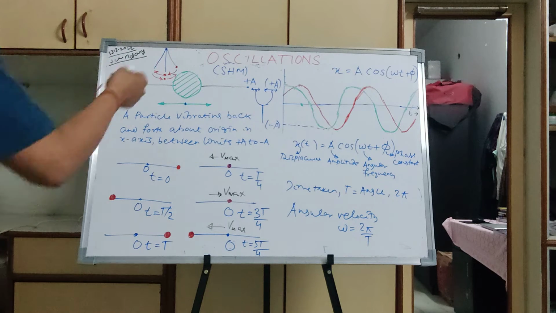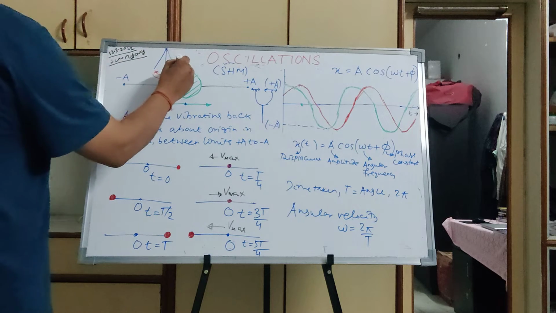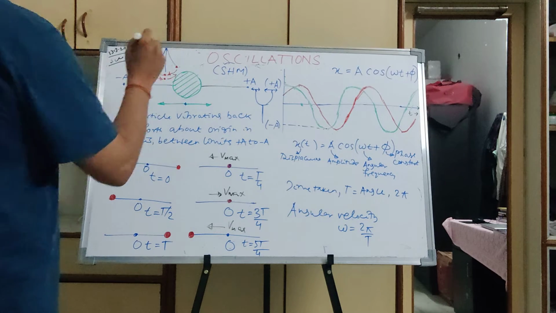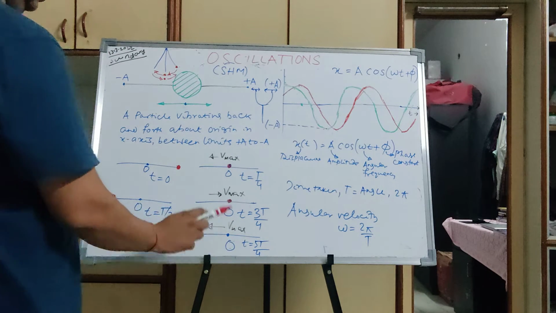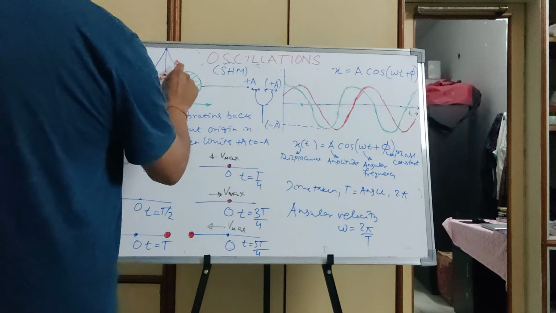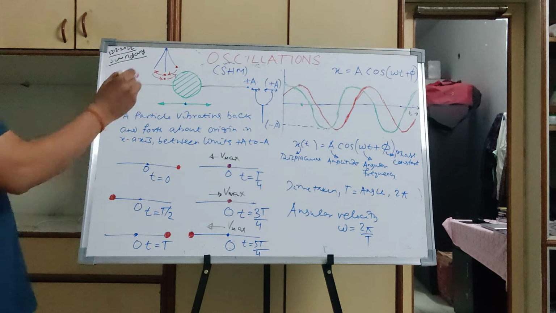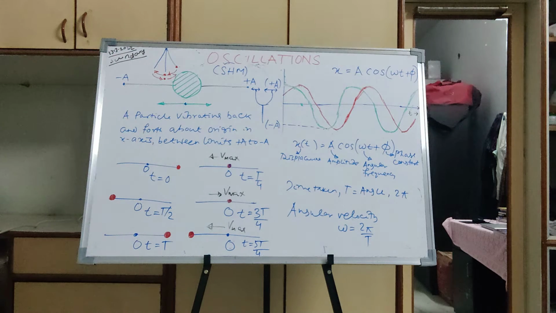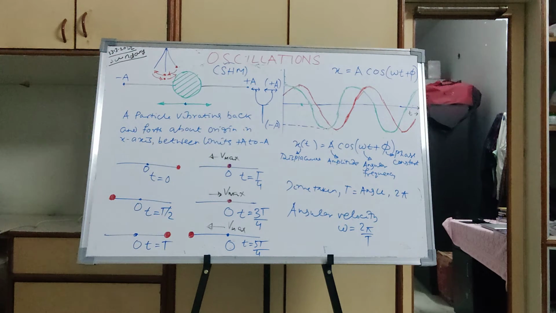So this is in the case of a simple pendulum. Starting from this position and again coming back to this position, that is the time period. The velocity of this pendulum at the extreme position will be zero, whereas at the center the velocity will be maximum. That is what is being said here: at the origin, the velocity is maximum.